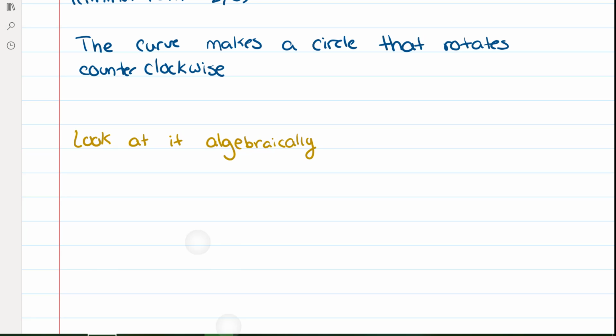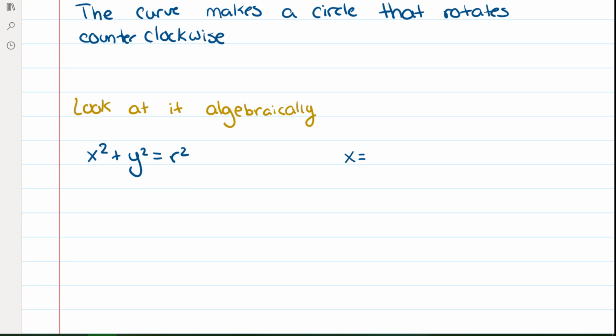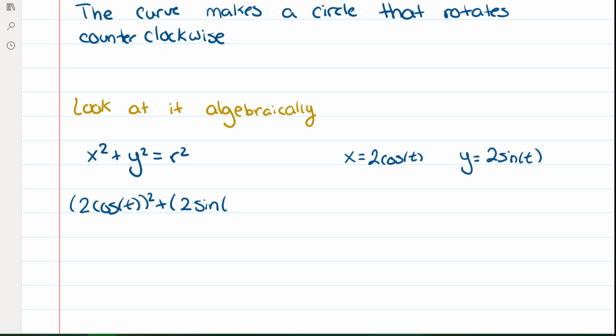We know the definition of a circle is x squared plus y squared equals r squared. And we know that x is equal to 2 cosine of t, and that y is equal to 2 sine of t. So if I were to plug that in, when I plug that in, I get (2 cosine of t) squared plus (2 sine of t) squared is equal to r squared.